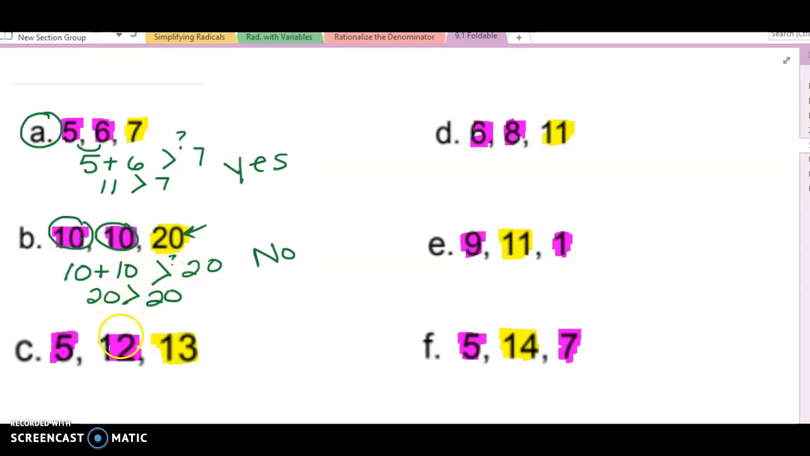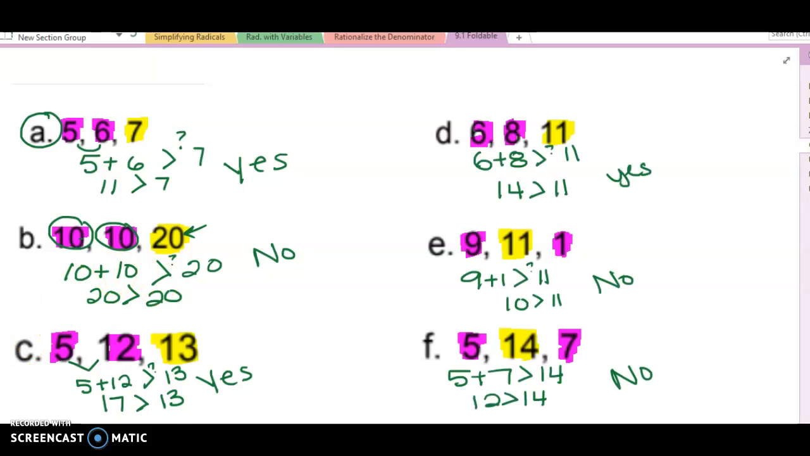Okay, let's do one more. Are the 2 smaller sides, so 5 plus 12, greater than 13? 5 plus 12 is 17. 17 is in fact bigger than 13. So yes, these 3 could be side lengths of a triangle. All right, I want you to go ahead and do D, E, and F on your own. All you need to do is say yes or no whether or not it forms a triangle.